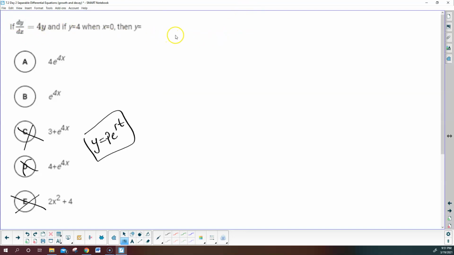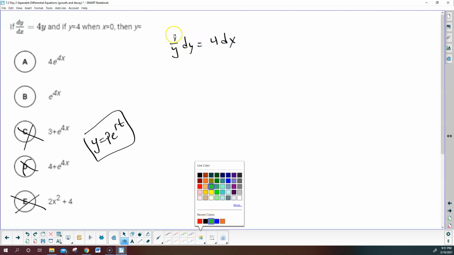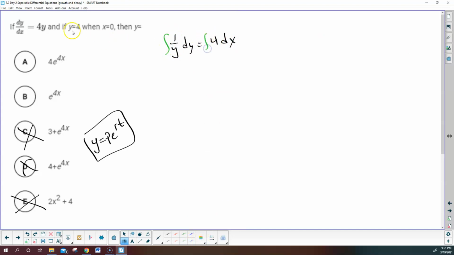Okay, bring the y over to the other side. Leave the 4. That's a constant. And then why don't you guys go ahead and work through this? They give us the initial condition here. And I'll come back and show you in a second.